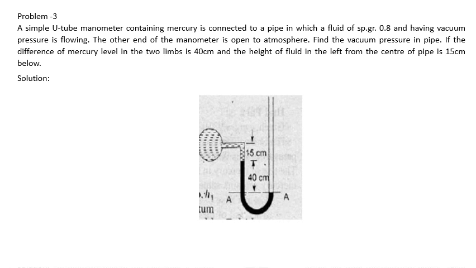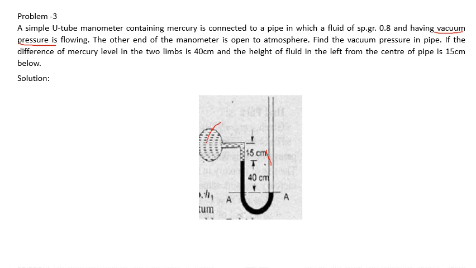So this is the diagram connected to this numerical. Here a simple U-tube manometer contains mercury, and the fluid of specific gravity 0.8 is flowing in a pipe. Clearly they mentioned there is a vacuum pressure in that pipe. The other end of the manometer is open to atmosphere, so here the right limb is open to atmosphere. Find the vacuum pressure in pipe.